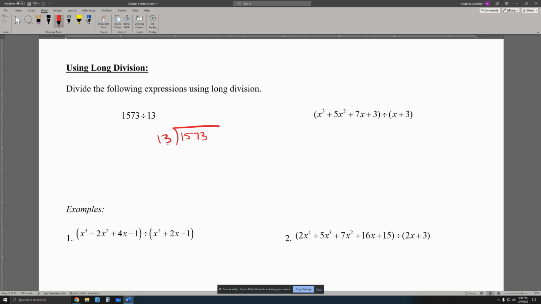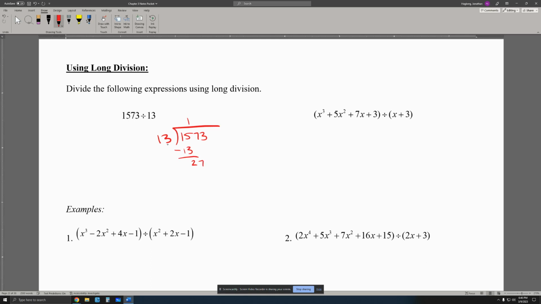So we start by looking at the thousands place. Can we divide 1,000, or really just 1 by 13? No, we can't. So we look at the next digit, 15. How many times does 13 go into 15? It goes in once. Subtracting 13, we get 2.